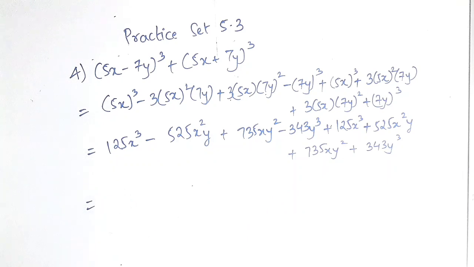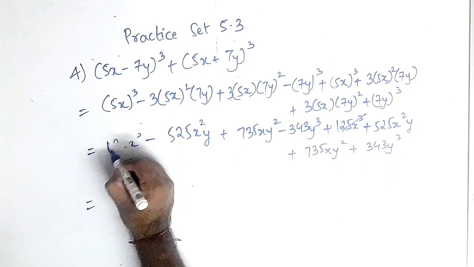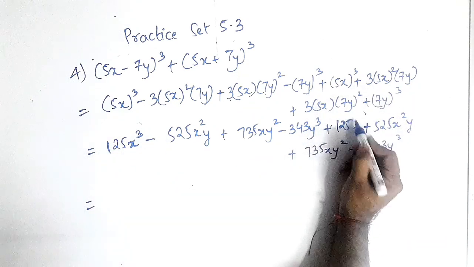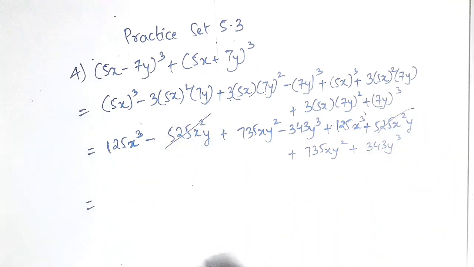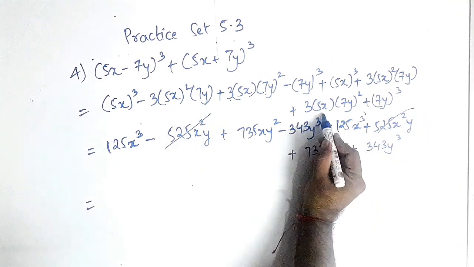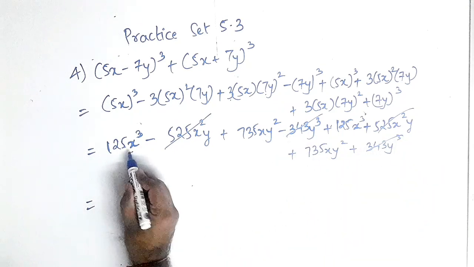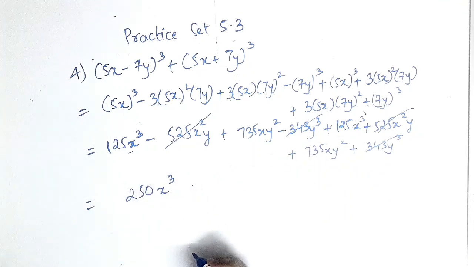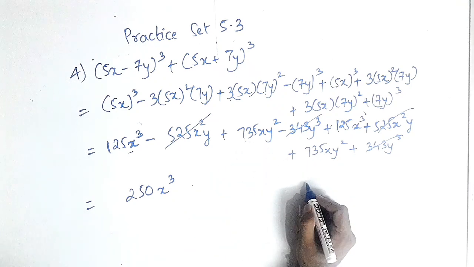Okay, so now let us see what can we cancel. Very sorry, we cannot cancel this 125x cube. Okay, this is plus, I just thought it is minus, and we can cancel minus 525x square y plus 525x square y, minus 343y cube plus 343y cube. Okay, so here 125x cube plus 125x cube is 250x cube. Okay, now what remains? Plus 735 plus 735xy square.